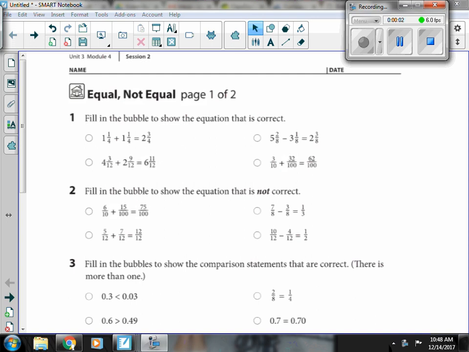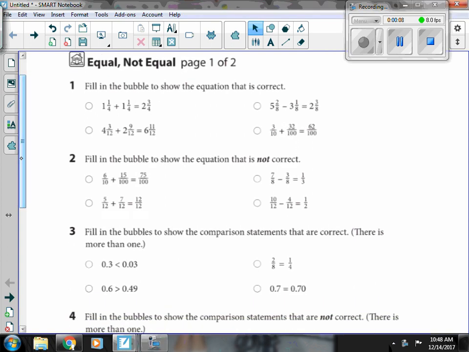Tonight's homework is page 65 and 66 in the homework journal, and it's going over a lot of the concepts that we've been talking about to help review for our test. The first one says fill in the bubble to show the equation that is correct. The first one, 1 1/4 plus 1 1/4 equals 2 3/4. Well, I have 1/4 plus 1/4, which is 2/4, not 3/4, so that one is not correct.